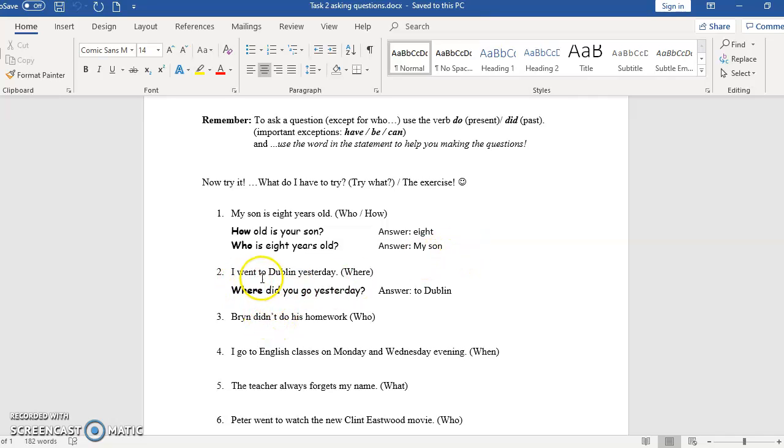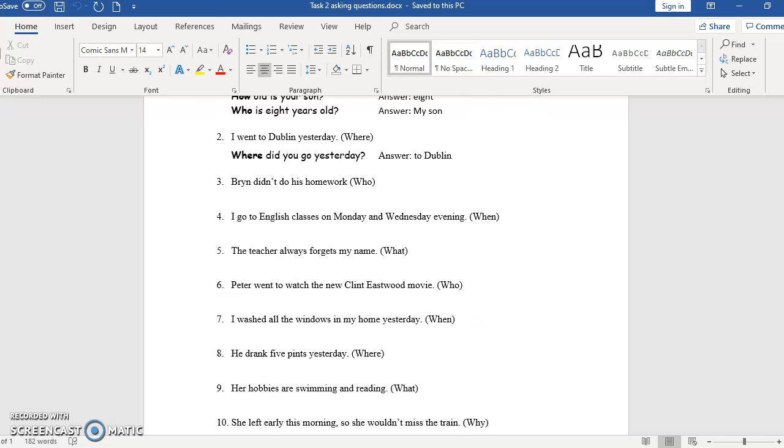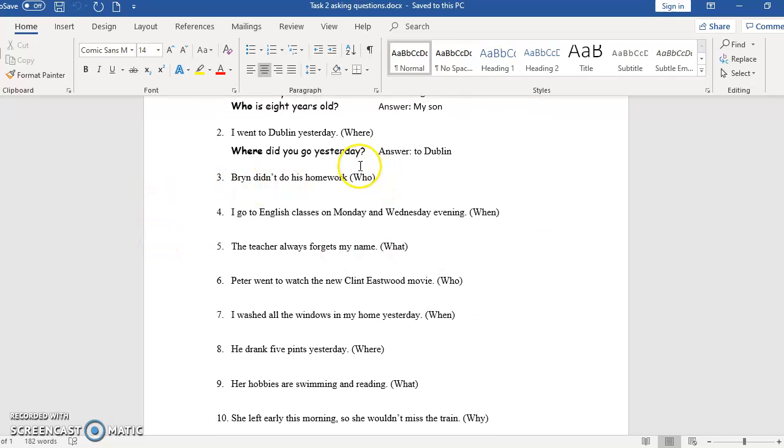Number two, I went to Dublin yesterday. I want you to ask a question with where. So the question is, where did you go yesterday? The answer is to Dublin. Or if you want the long answer, I went to Dublin. Now you see, there are 10 sentences following. Each of them has a question word in brackets here, which I want you to use to ask the question.